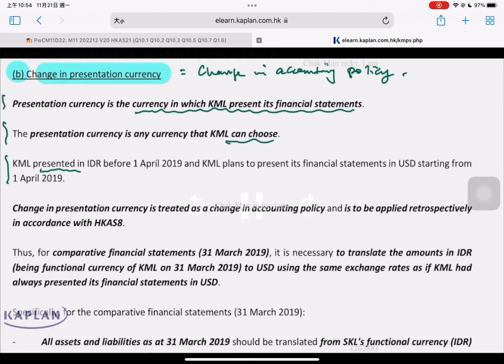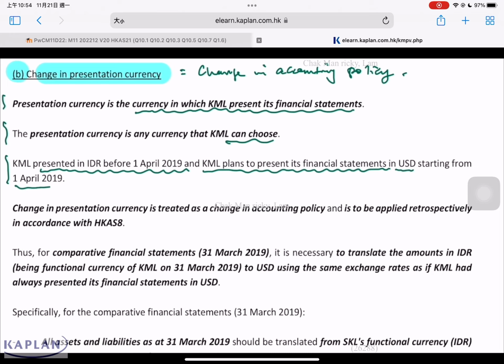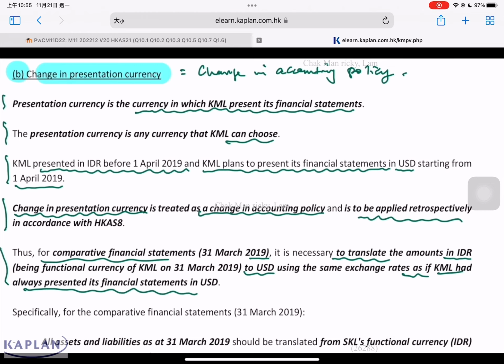KML had presented its financial statements using Indonesian rupiah. If KML planned to present the financial statements in US dollar from 1st April 2019, this is in the form of a change in presentation currency, which means it's a change in accounting policy, which should be applied retrospectively. In other words, the comparative figure 2019 needs to be retranslated retrospectively from Indonesian rupiah to US dollar, as if KML had always presented financial statements in US dollar.